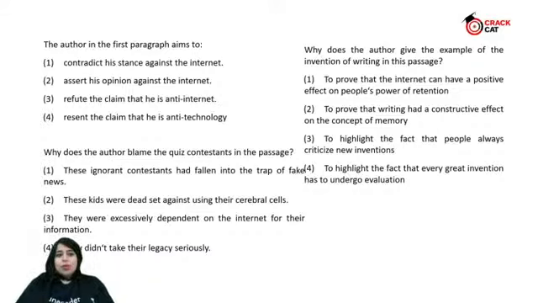Is he trying to contradict his stance against the internet? No. Assert his opinion against the internet? No. Anti technology? No. But refute the claim that he is anti internet. So he was known to be an anti internet person, but he's just trying to refute that claim here. Let's look at the next question.